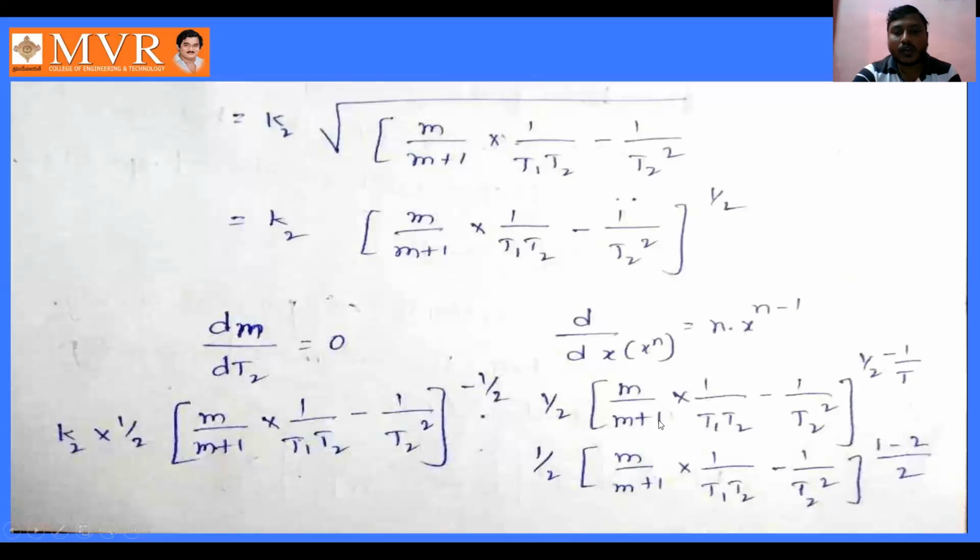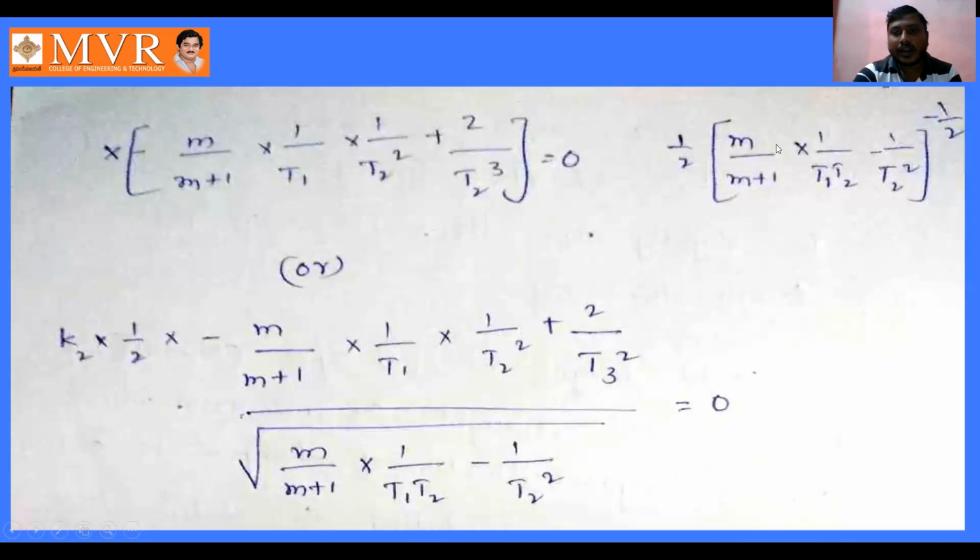From here we have got the equation m by m plus 1 into 1 by t1 into t2 minus 1 by t2 whole square, whole power minus 1 by 2. I have written here the same value, and for this we are differentiating with respect to t2: m by m plus 1 into 1 by t1 into, as we are differentiating for t2, 1 by t2 square plus, minus term we have taken common here, and we are writing plus 2 by t2 whole cube is equal to 0.